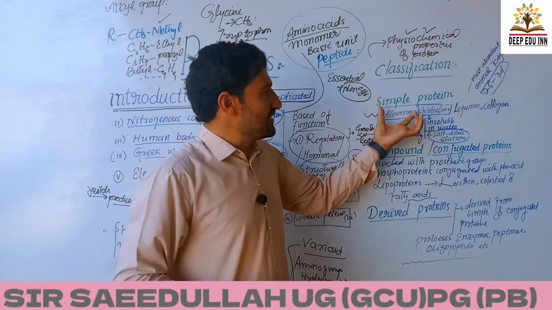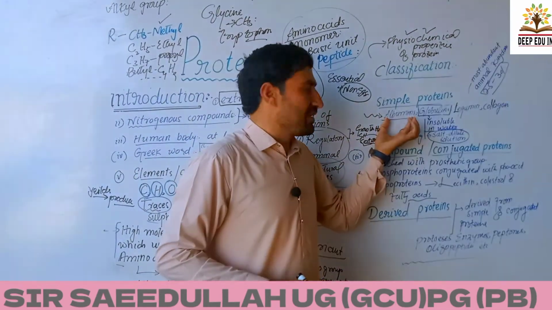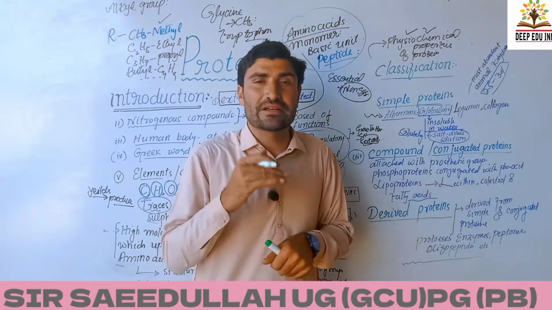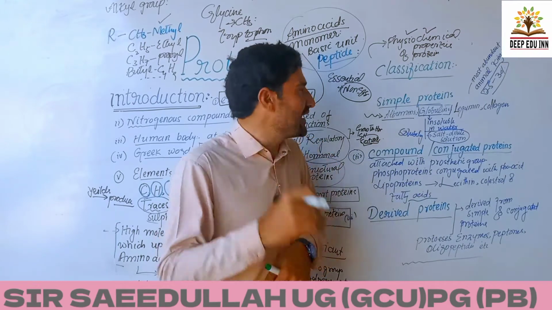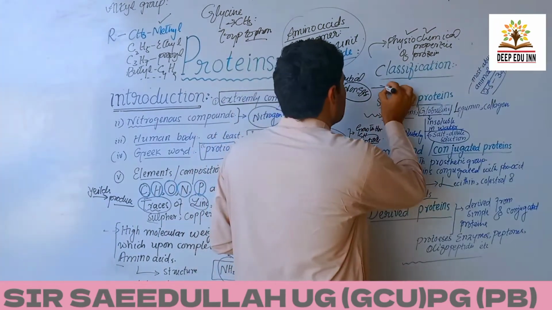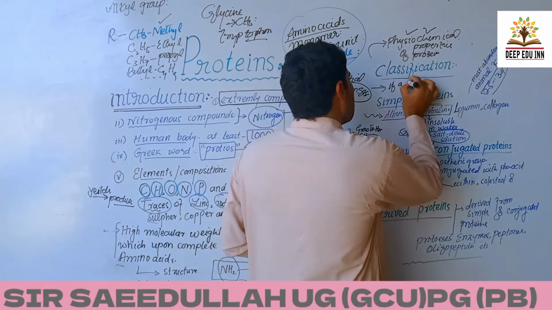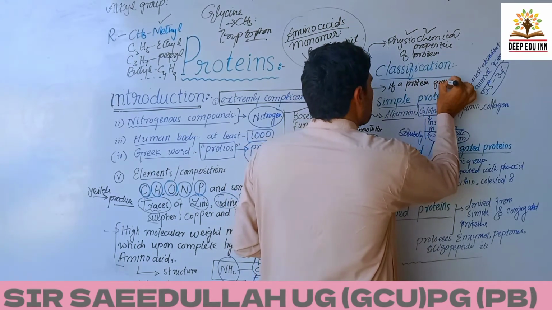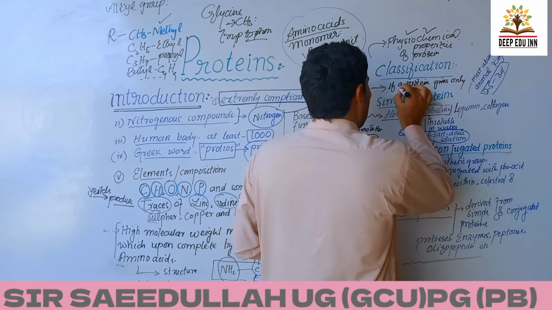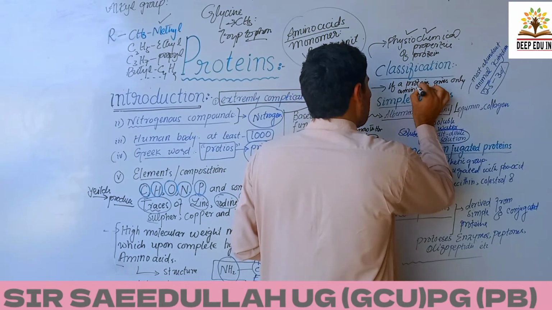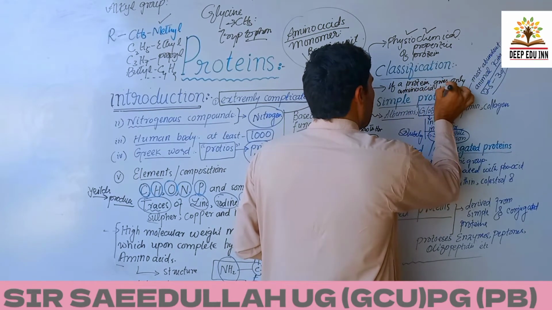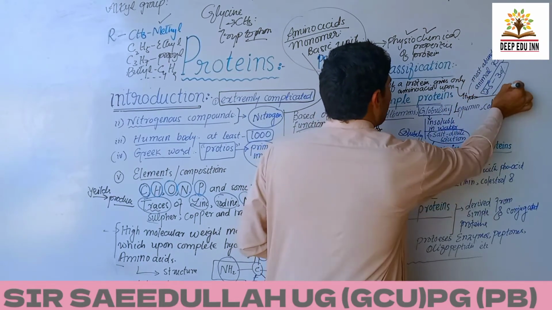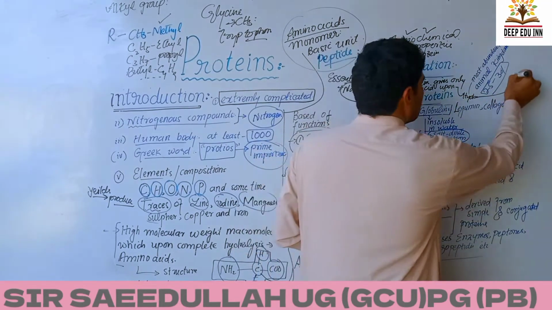But the simple protein doesn't mean that they contain albumin, etc. The simple protein will be those proteins which upon complete hydrolysis will give only amino acid. If a protein gives only amino acid upon hydrolysis, they will be called simple protein.